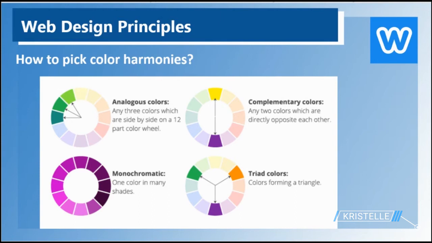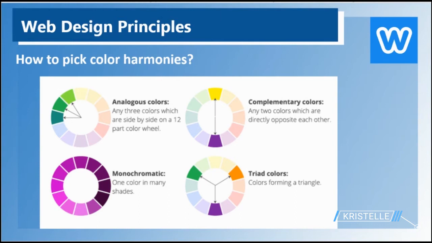layout and copywriting. Here are some of the fundamental basics on color in website design to help you understand how you can use color wisely in your business to optimize results. How to pick color harmonies. The easiest way to select a color combination or palette is by using the color wheel and applying the principles of analogous, complementary, monochromatic, and triad color harmonies.